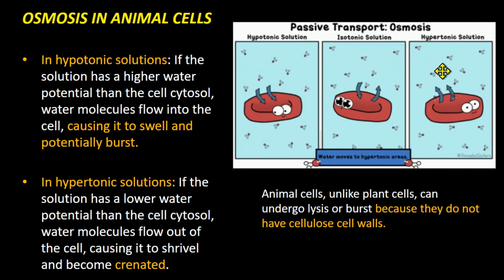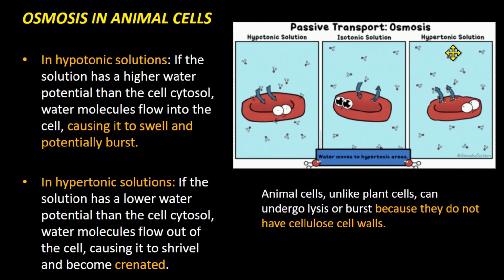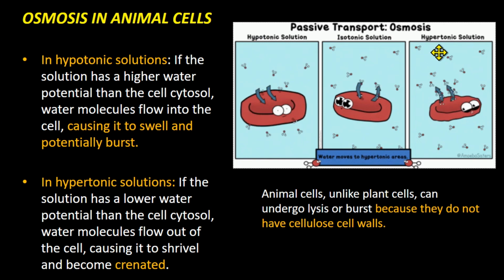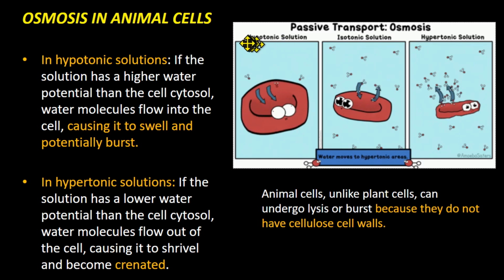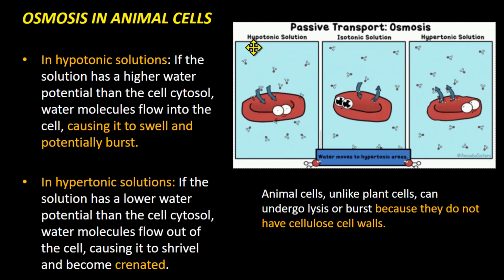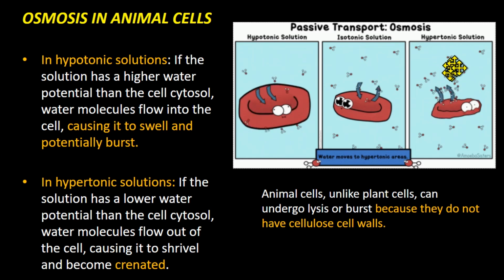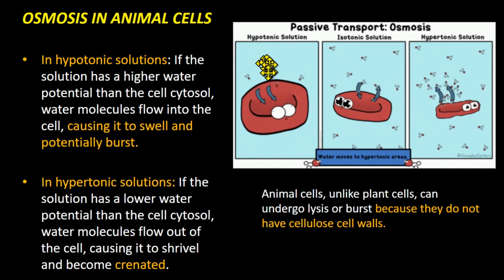Let's look at osmosis in animal cells, but first we have to be able to differentiate between three types of solutions: hypotonic, isotonic, and hypertonic. Two of these words sound very similar, hypo and hyper. Hyper really means a high amount of something. Hypo means a low amount of something. So hypertonic means that there's a lot of sugar or a lot of solute in the solution. Hypotonic means that there's less sugar or less solute in the solution.